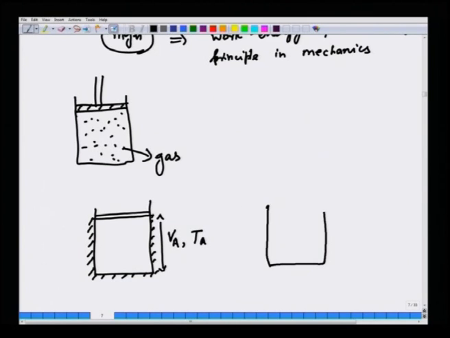Now, imagine putting in a weight, so that this piston now moves. So, there is a weight that is acting, there is a force that is acting. So, you compress the piston, so that you are now in a new state B with volume VB and temperature TB. Now, you have done work on the gas, because you have applied a force and you have moved the piston over a distance. So, the volume of the gas initially, which was VA, is now greater than the final volume VB.